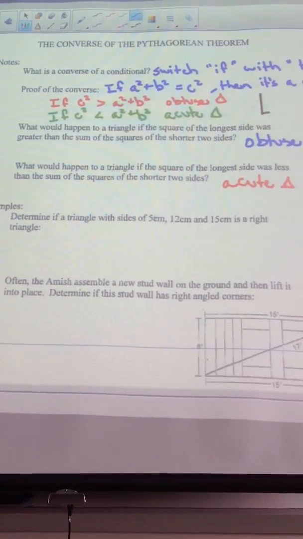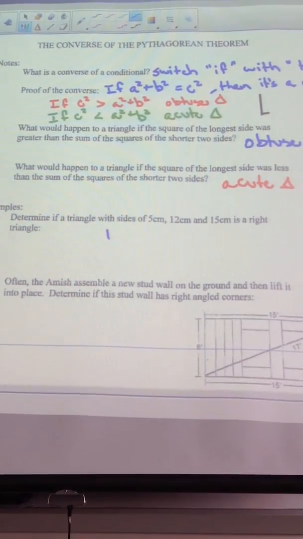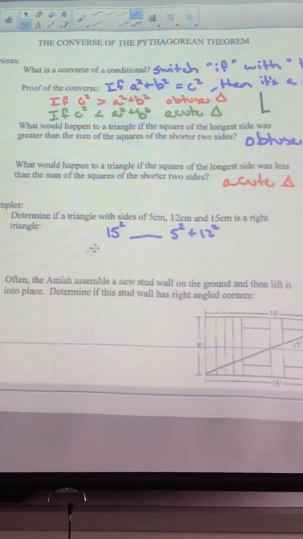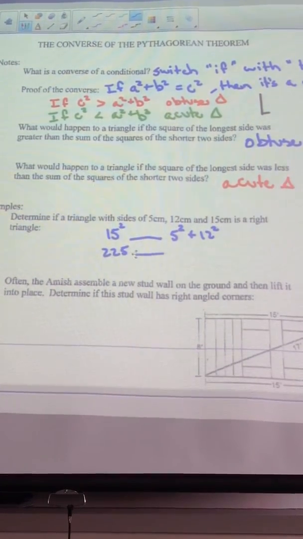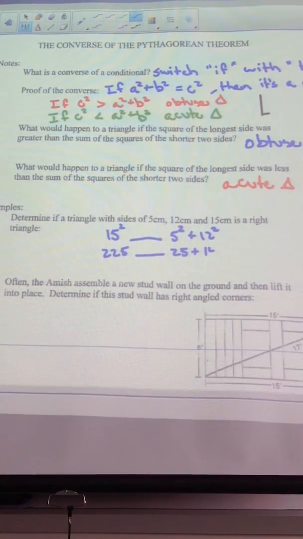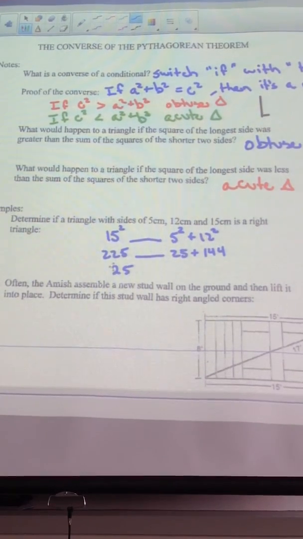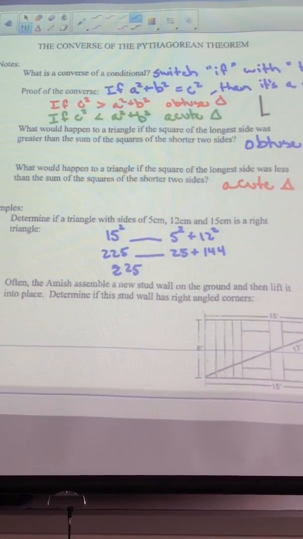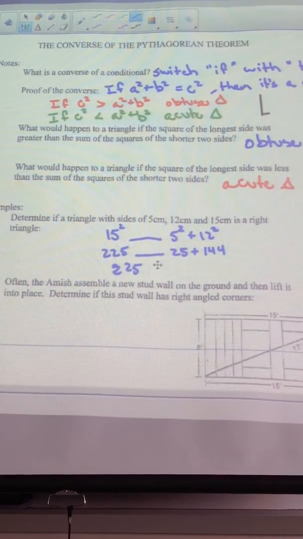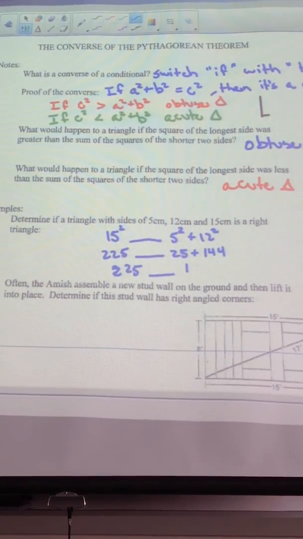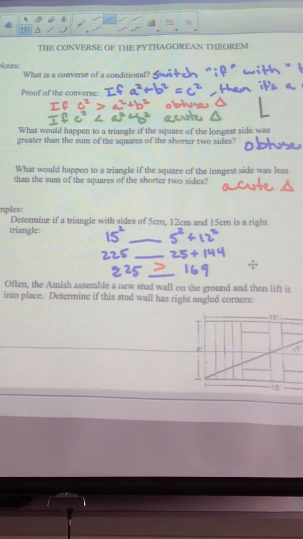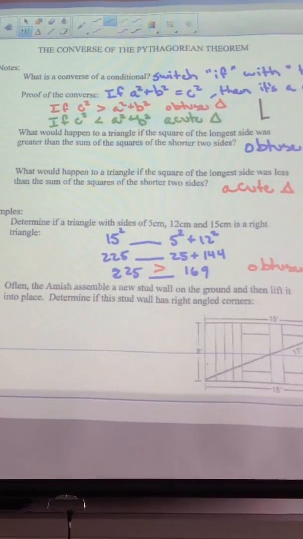Okay? So, if we have a triangle with sides 5, 12, and 15 centimeters, we will take the longest side, 15, and square it. We don't know if it's going to be equal, greater, or less. We will compare that to 5 squared plus 12 squared. 15 squared happens to be 225. 5 squared is 25. 12 squared is 144. That means we are comparing 225 to the other side, which comes out 169. 25 plus 144 is 169. That makes the hypotenuse side bigger, which means we are going to have an obtuse triangle, not a right triangle.